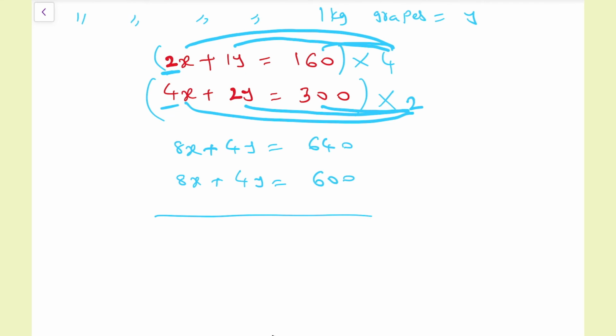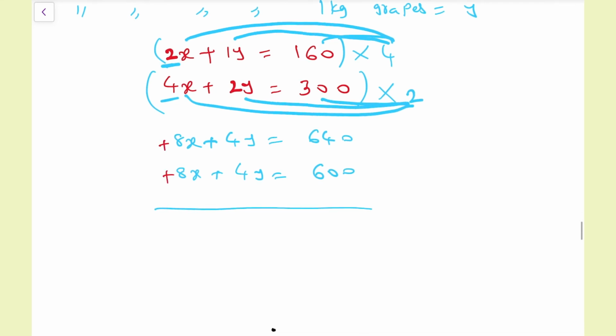Before 8x nothing is there, so it means plus. Plus is there, the same symbol, so we will do subtraction, right? So plus becomes minus, plus becomes minus, plus becomes minus. 8x minus 8x cancel, 4y minus 4y cancel.